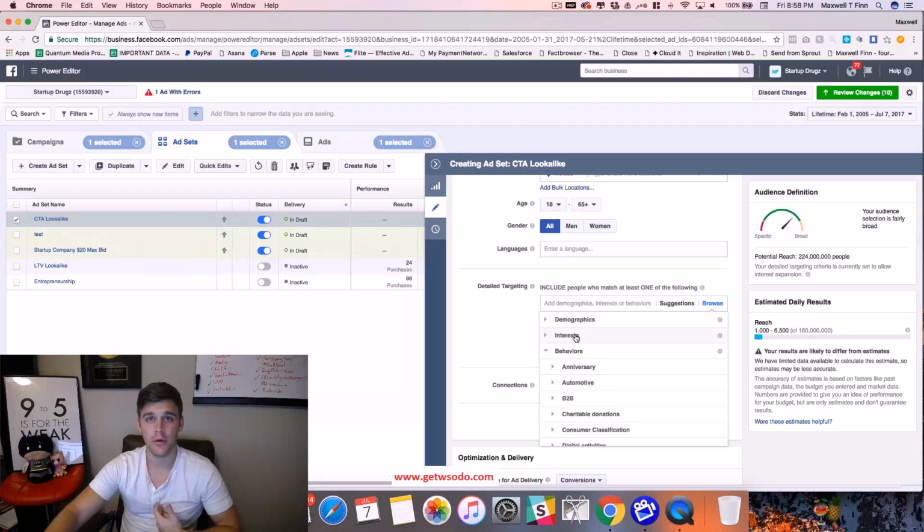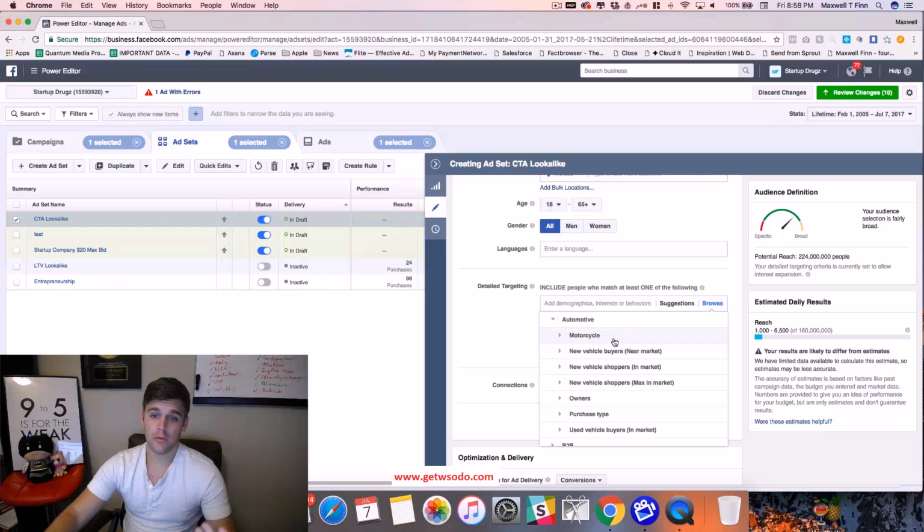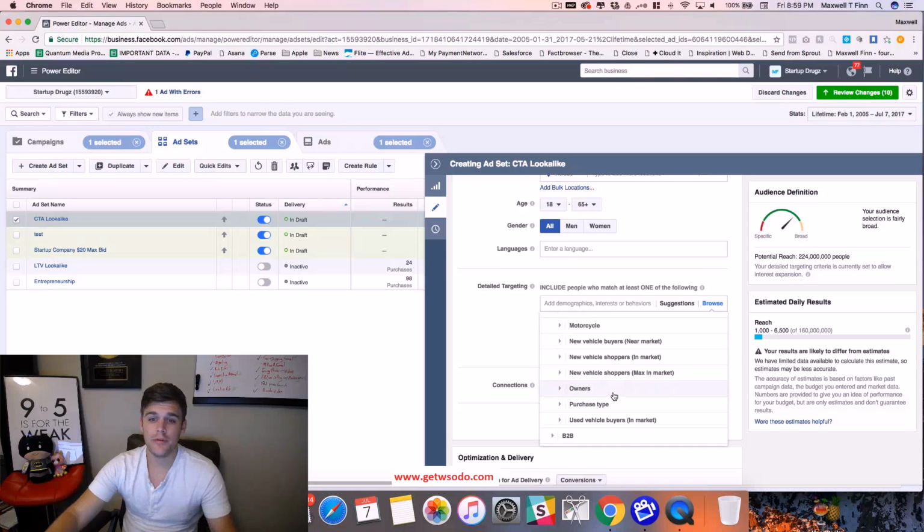And again, we don't really focus a lot on interest just because it's so broad and impersonal and not as relevant. But behaviors, right? So do we have automotive? What type of vehicle do they buy? Do they own a motorcycle? Are they a new vehicle buyer? Are they in the market for vehicles? Do they own a vehicle? What type of vehicle do they own? What's the make of it?